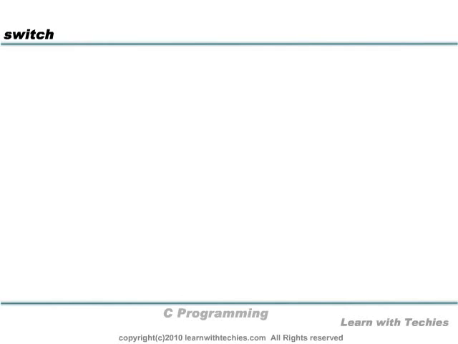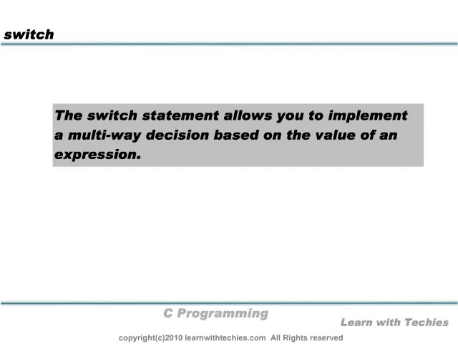Let's look at the next type of control flow statements. The next construct we would discuss is a switch statement. It's used to implement multi-way decision-making code, based on the value of an expression.